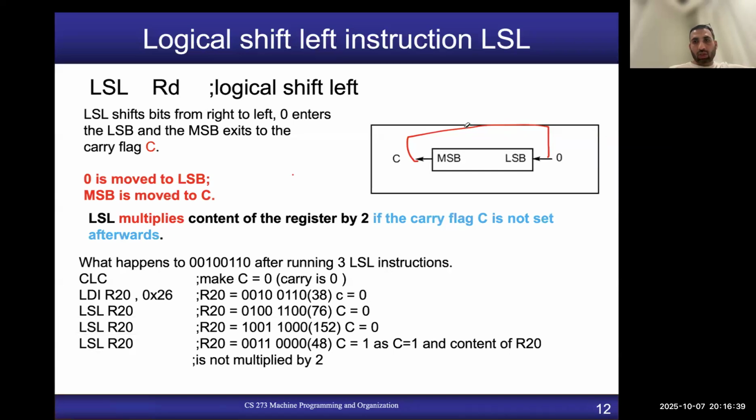Let me just simply erase it so that you are not confused. Every time you perform a logical shift left instruction on a register, on every execution of that instruction, zero is filled in from the right side, and the most significant bit goes to the carry, right?